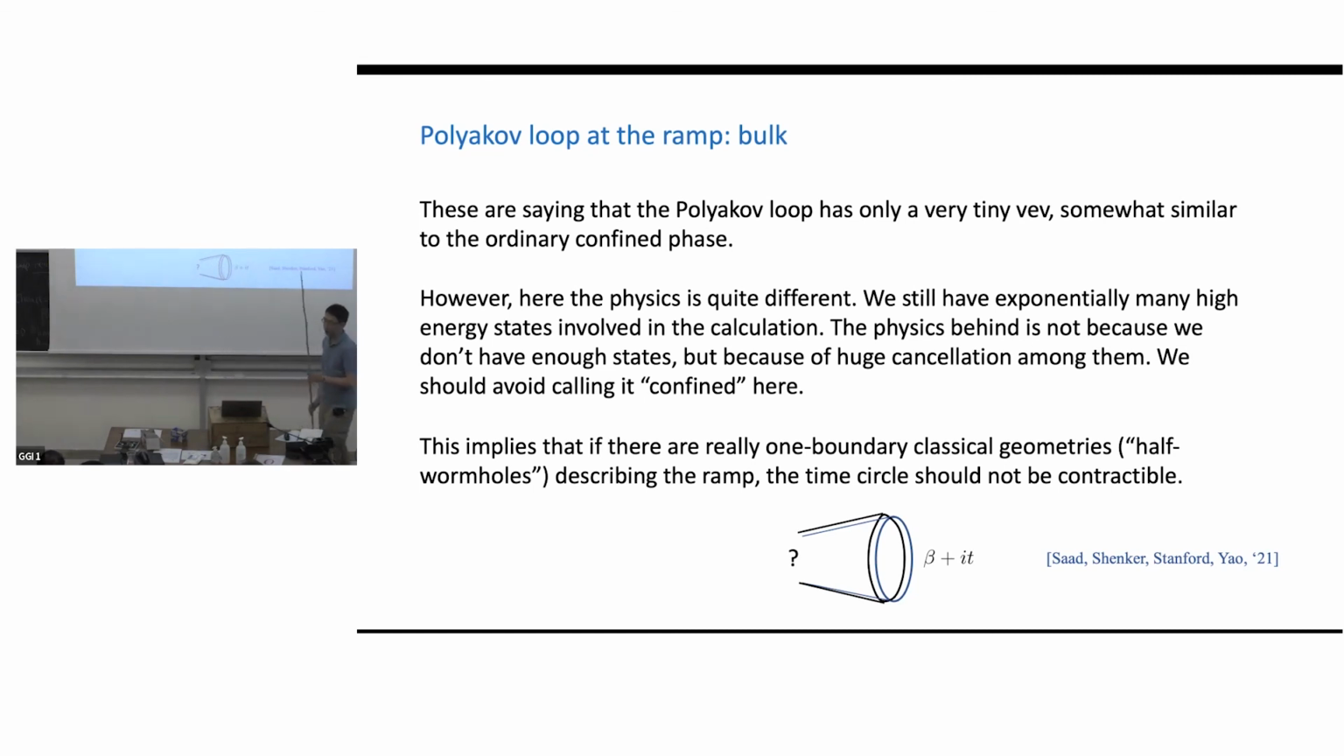Also, another implication of this is that if there already exist certain one-boundary classical geometries, or the so-called half wormholes that are envisioned in the literature that describes the ramp, this is an argument saying that the time circle of the half wormholes should not be contractible in the bulk. Of course, this is a feature that you might have just guessed naively. For example, this will be consistent with the proposals in the literature, such as the eigenbrains picture. But it could, of course, also well be that the late time behavior of the ramp is not given by any kind of classical geometry.